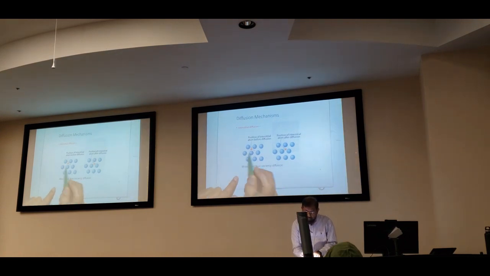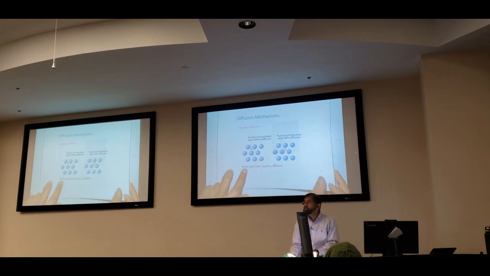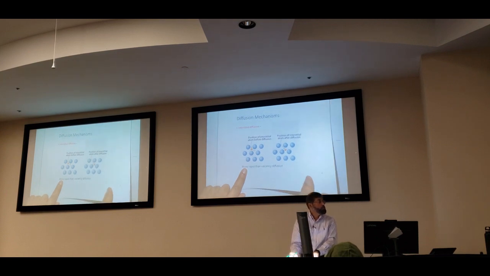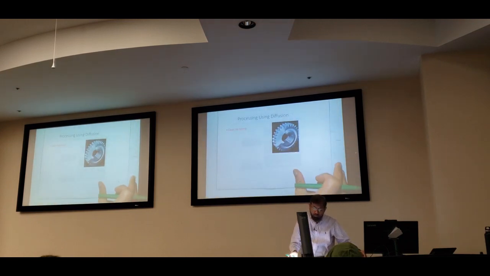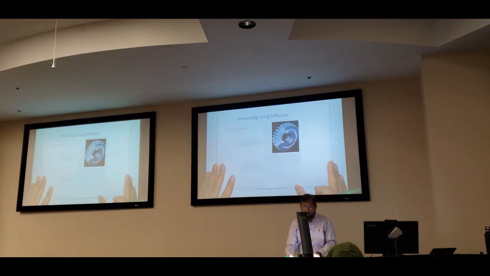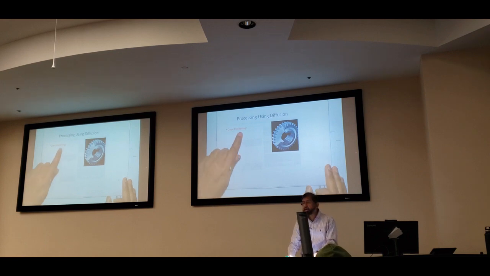So this is exactly what is shown here. One atom diffuses through the interstitial space to another atom, and interstitial diffusion is much faster than substitutional diffusion. Agree? It is much faster than substitutional diffusion. A very important example is case hardening.